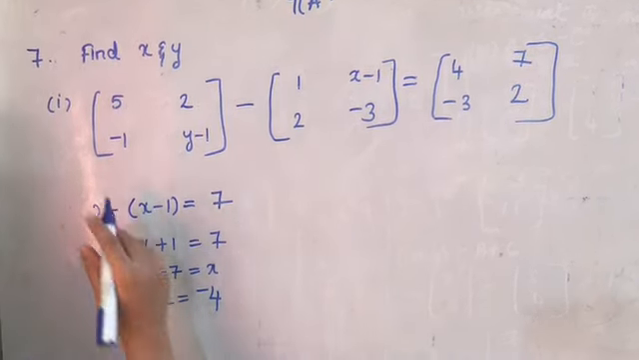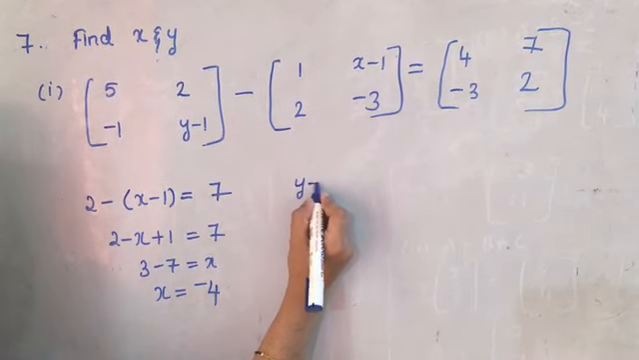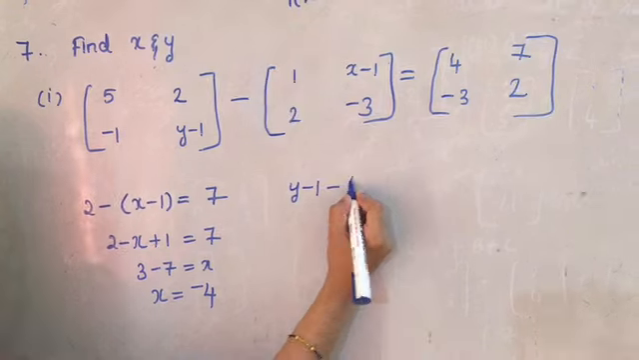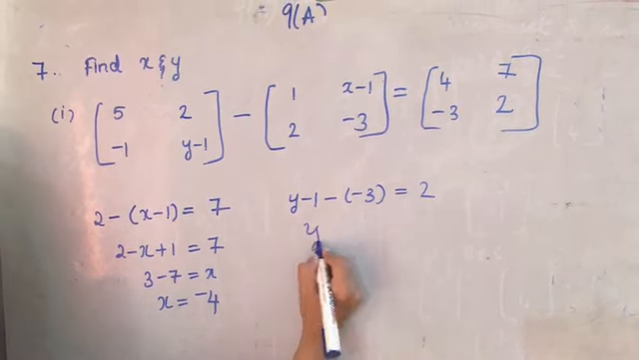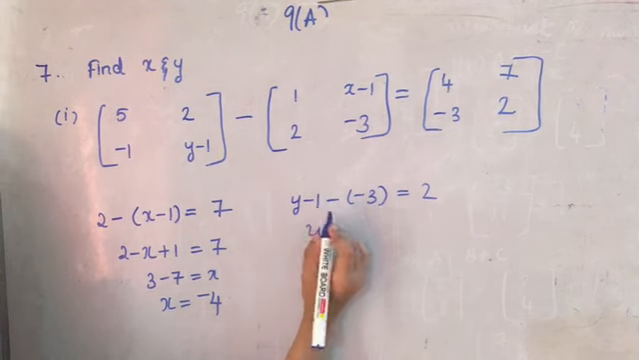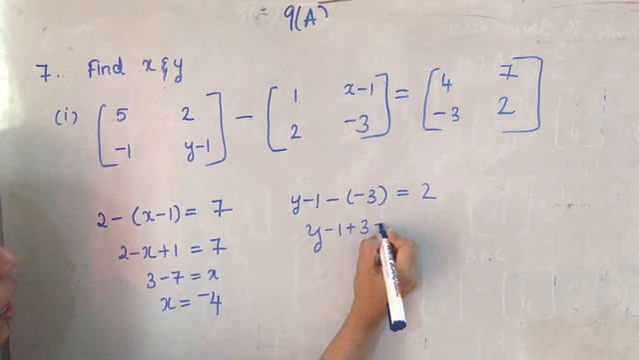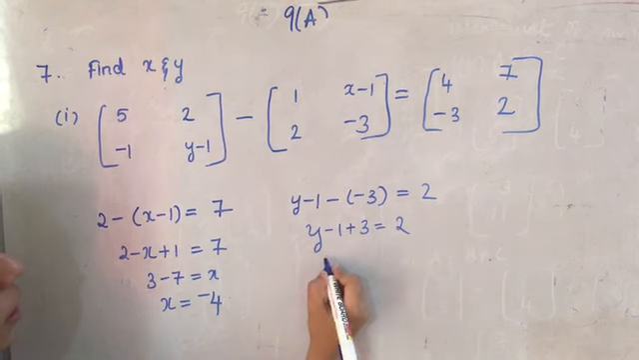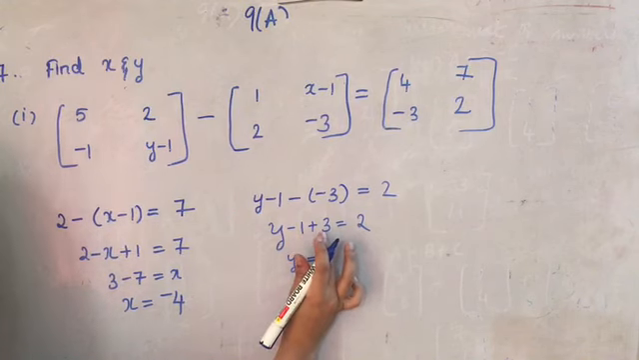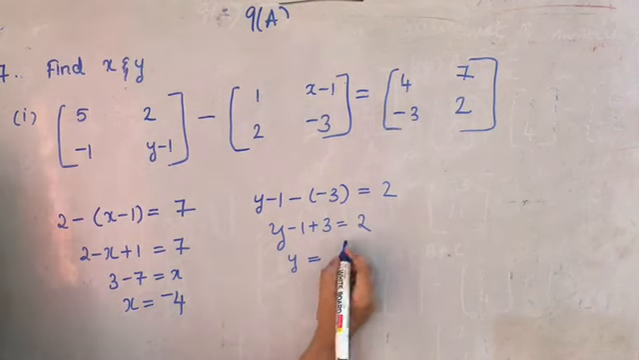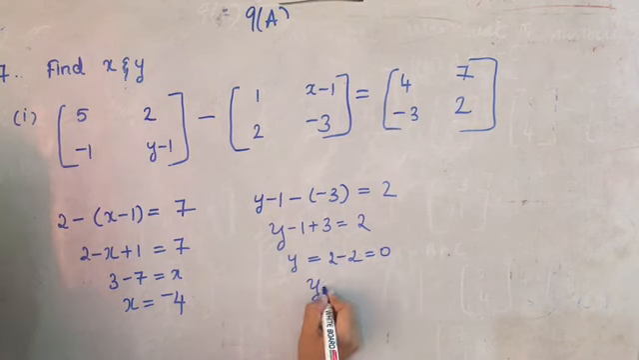Now, in a similar way, the next unknown term is y. So you have y minus 1 minus of minus 3 equals 2. y minus 1 plus 3 equals 2. So y plus 2 equals 2. Take that 2 to the other side, you will get 2 minus 2, that is equal to 0. So the value of y is equal to 0.